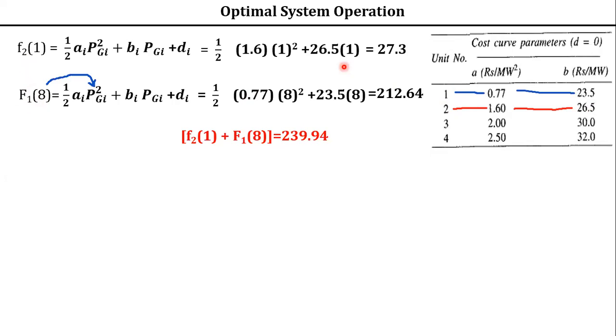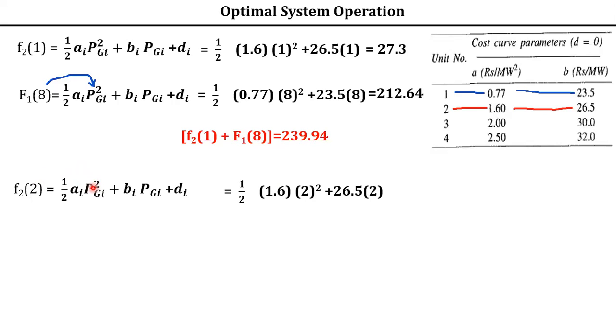Okay, now the second combination is over. Third combination: small f2 of 2, we have to find out. Same equation. Now you see F2 means second unit, so substitute the A, B values, D is 0, and what is PGI? What is the value of PGI? 2 megawatt. So that 2 megawatt you substitute here. AI, BI for the second unit.